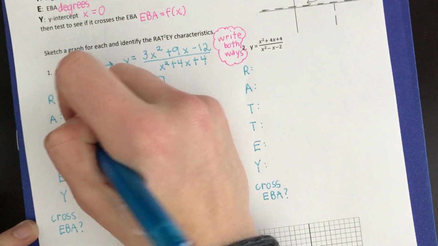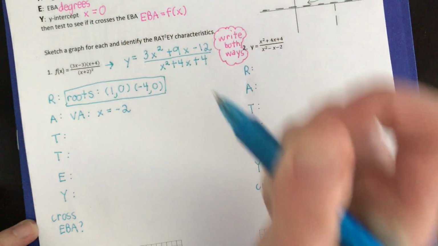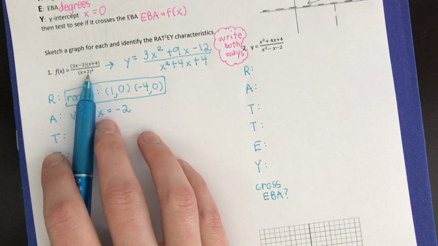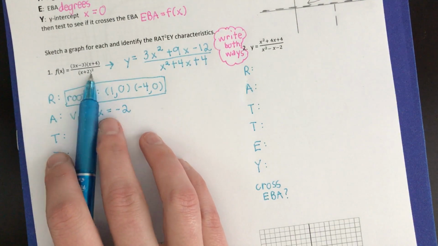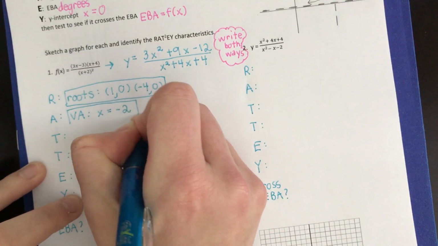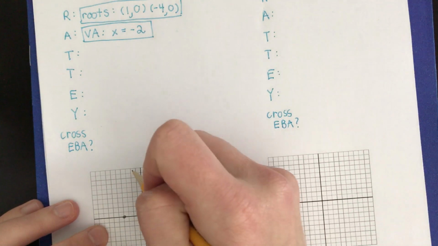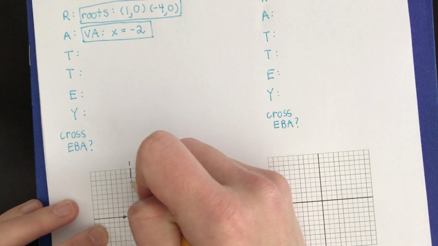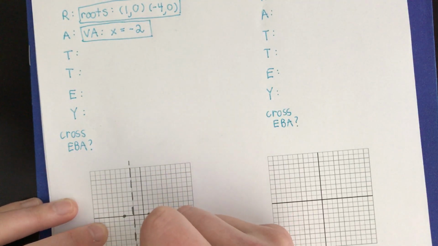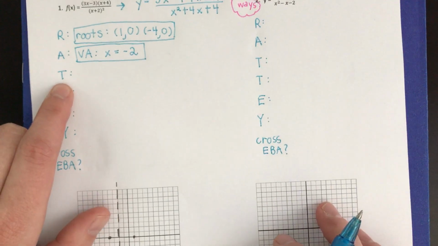Denominator equal to 0, so the vertical asymptote would be x equals -2. Remember, we have the same factor twice, so you don't need to write a vertical asymptote twice. It only happens at x equals -2. There's our vertical asymptote.